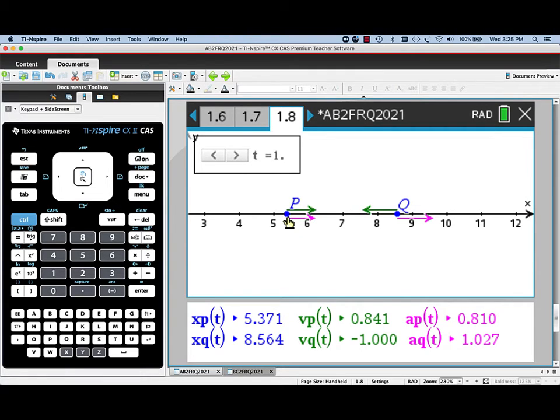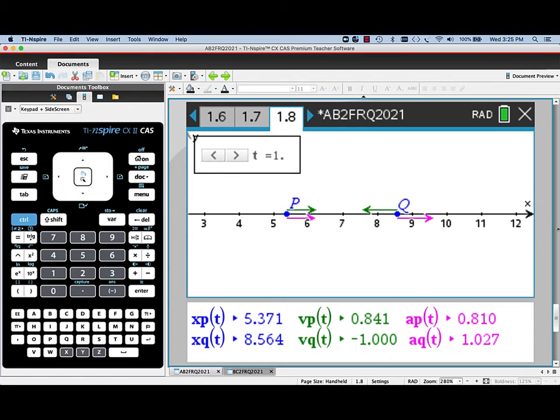Now we can see particle P is definitely to the left of particle Q, but it's the velocity vectors we want to take a close look at. Because they're pointing toward each other, that's indicating to us that P and Q are indeed moving toward each other.